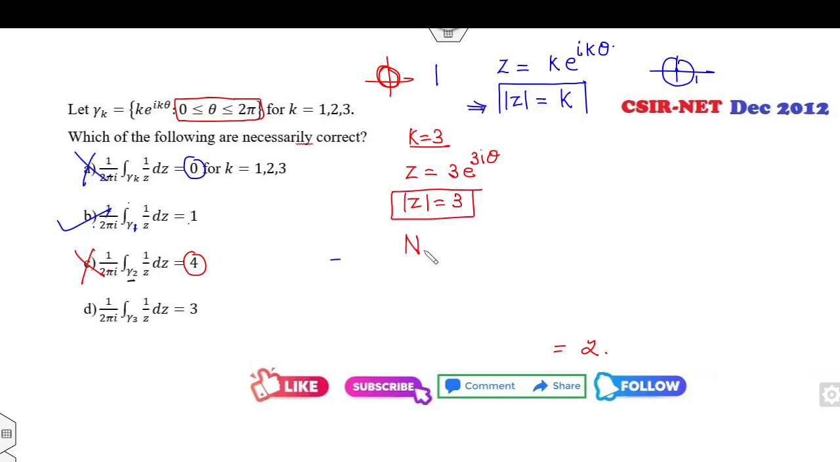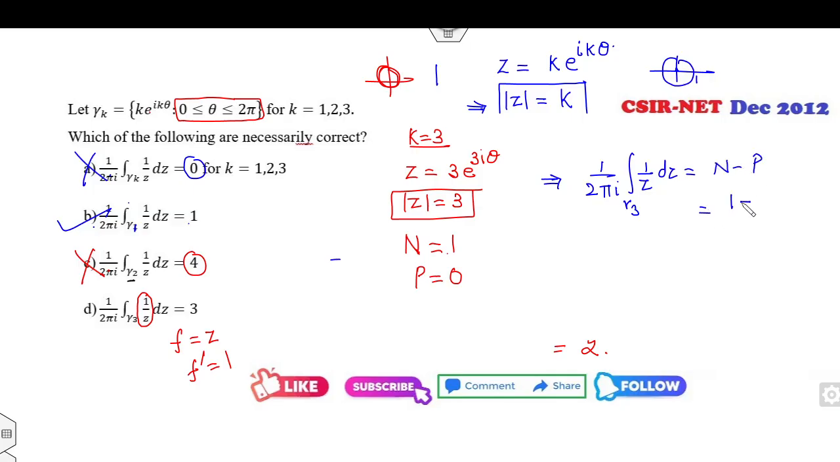Now again for the curve, 1 over z, f is my z, f dash is equal to 1. So the number of the zeros is 1 and the number of the poles is 0. So the answer of 1 over 2 pi iota over the curve gamma 3 is n minus p. What is n? n is 1, p is 0, which is 1.